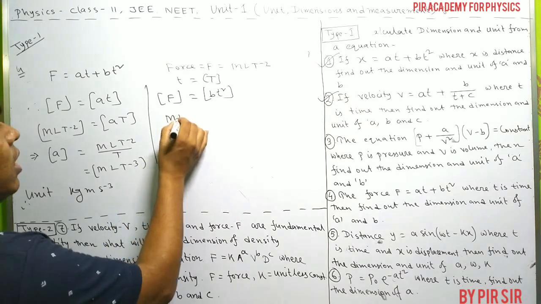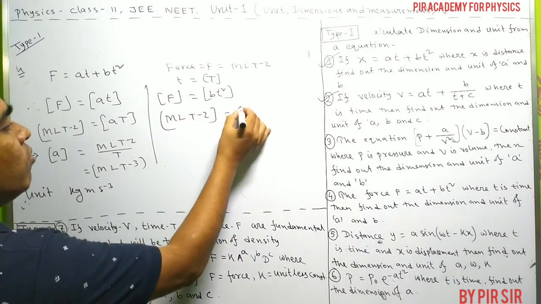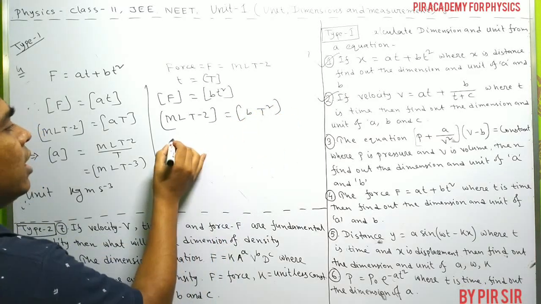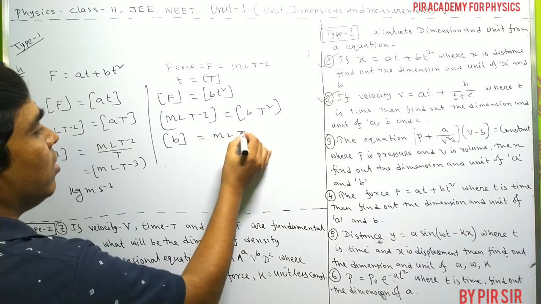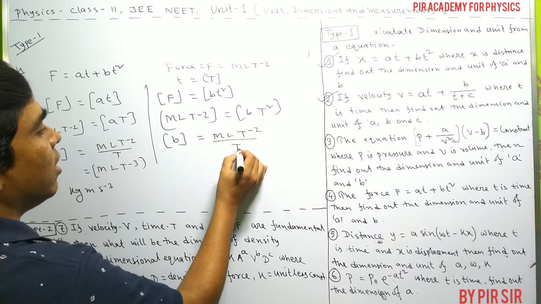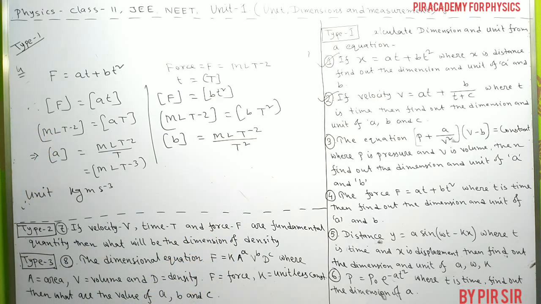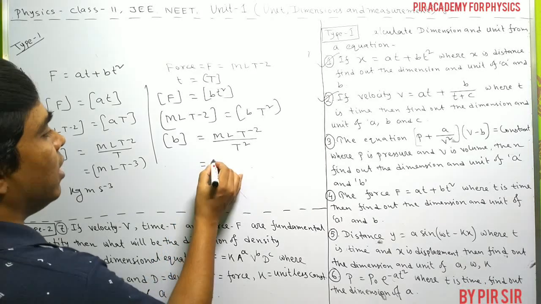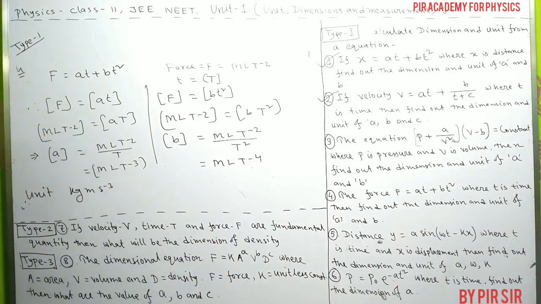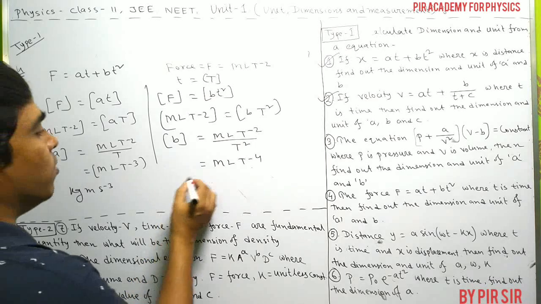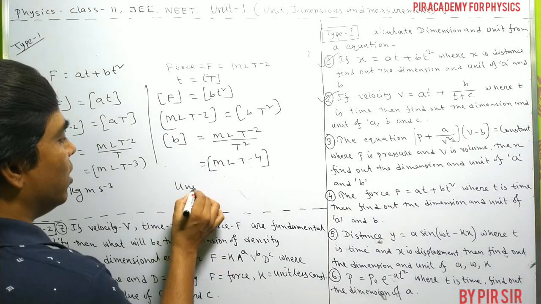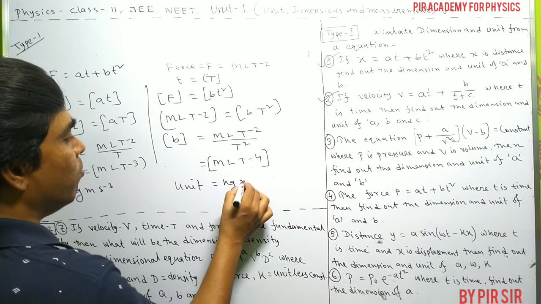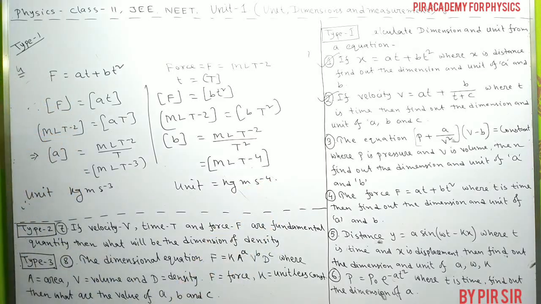Then here MLT to the power minus 2 will be equal to B T square, and the dimension of B will be MLT to the power minus 2 divided by T square, then will be MLT to the power minus 4. That means the unit will be kg meter second inverse 4. This is the fourth problem.